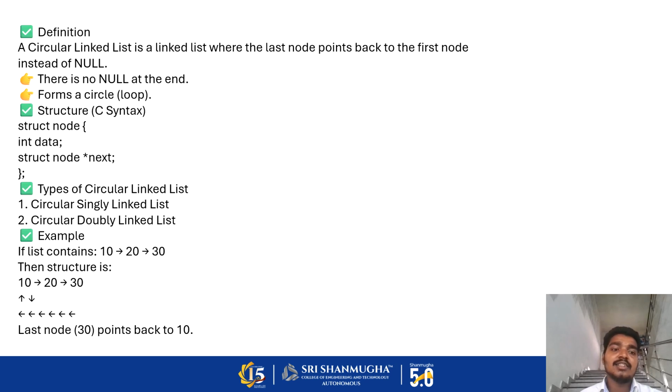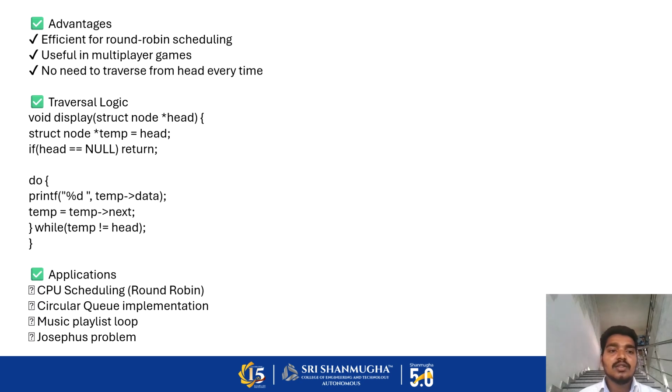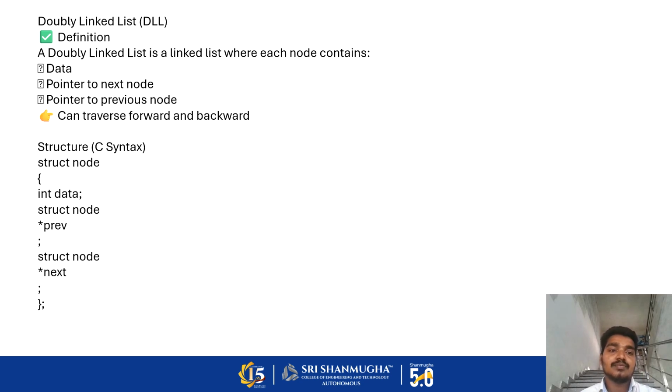So next is the circular linked list. It is formed circularly. Each node connects back to the head. Its advantages are efficiency for round robin scheduling, usefulness in multiplayer games, and no need for heavy traversal every time.